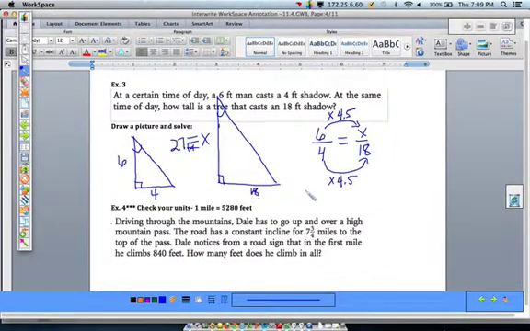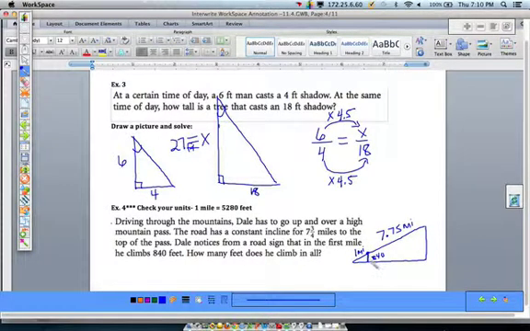Last situation. Driving through the mountains, Dale has to go up and over a high mountain pass. The road has a constant incline for 7 3/4 miles. So I could write that as 7.75 miles to the top of the pass. Dale notices from the roadside that in the first mile, he has climbed 840 feet. How high does he have to climb? How many feet does he climb in all?